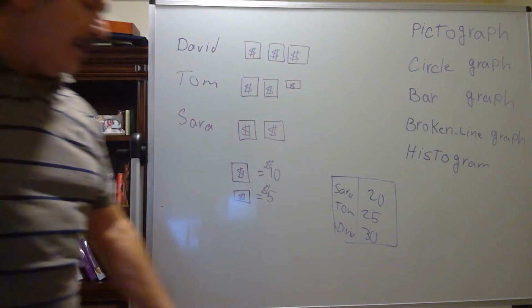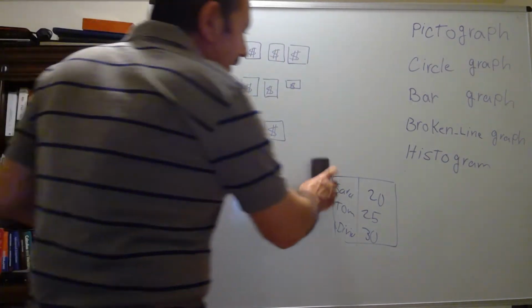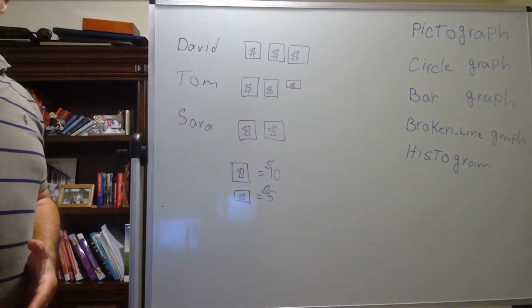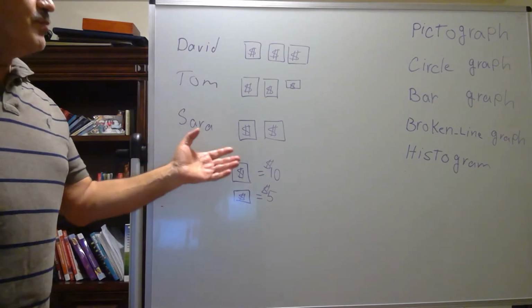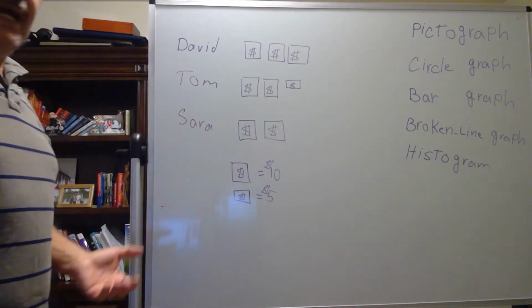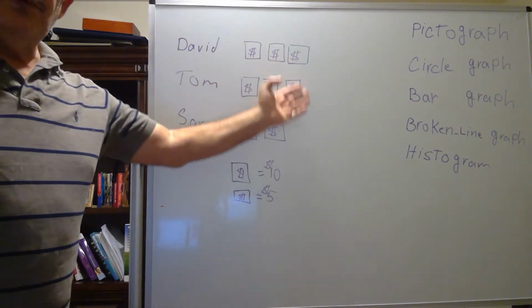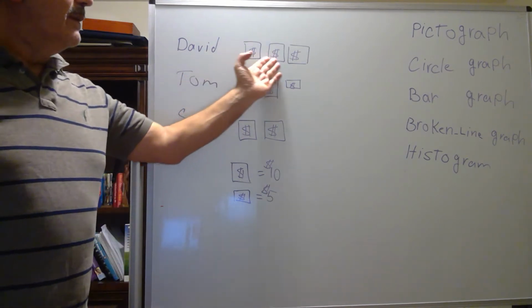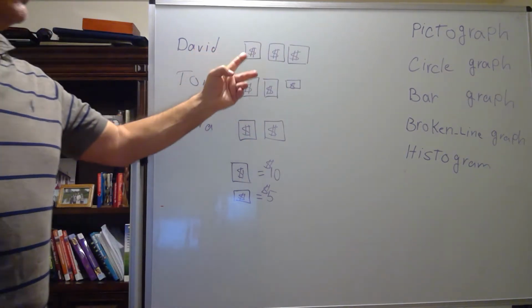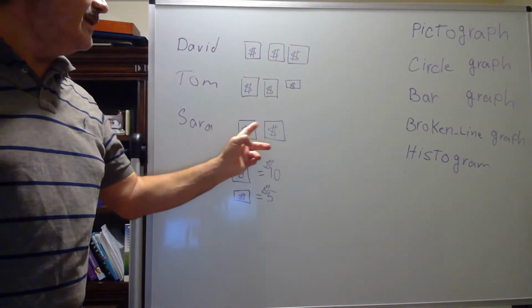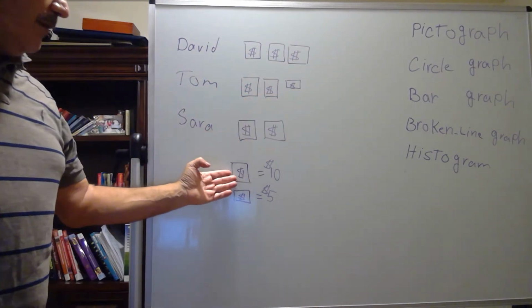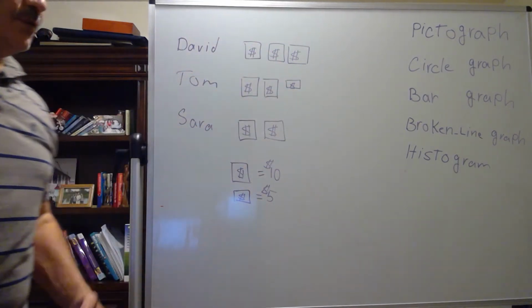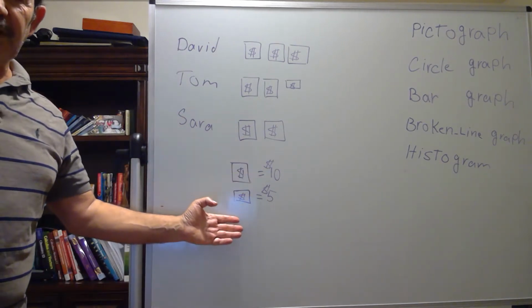Now, by showing this pictograph, we can extract much more information from it. As an example, how much is the total money that these three persons have? If we just count the icons, 1, 2, 3, 4, 5, 6, 7 and a half, each of the 7 is $10, so $70, and the half is $5. So these three persons in total have $75.